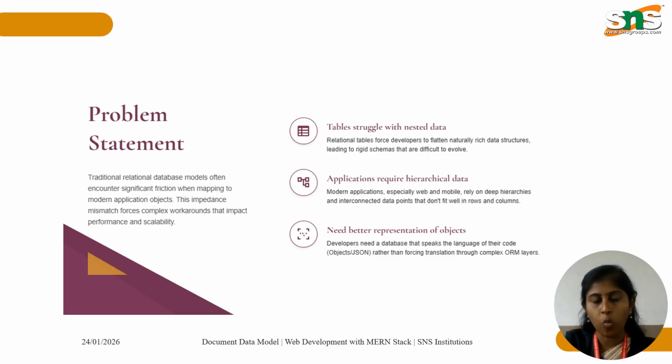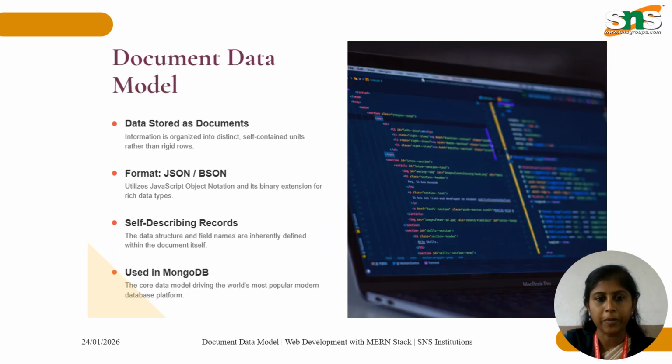Let's understand why the document data model is needed. Modern applications manage complex information that often changes over time. Traditional relational databases require predefined schemas, making structural changes difficult as applications evolve. Applications also need to represent nested or related information efficiently without requiring multiple joins. The document data model solves these problems by allowing developers to store related information together within a single document, making data retrieval simpler and faster.